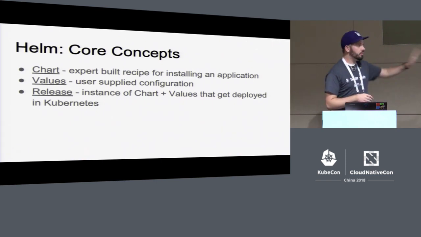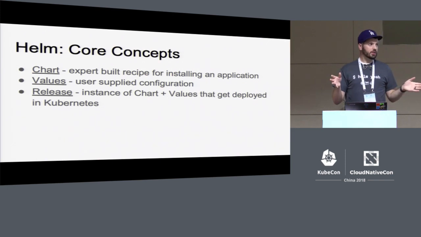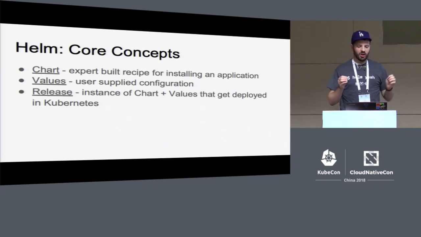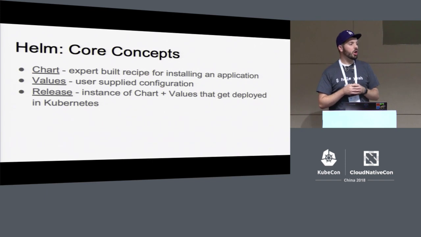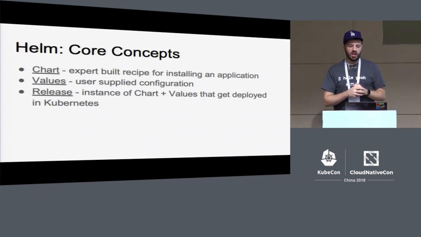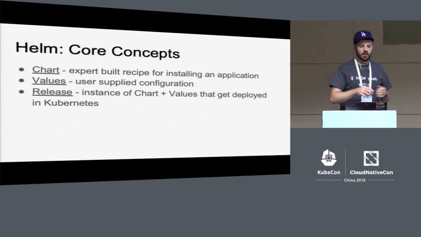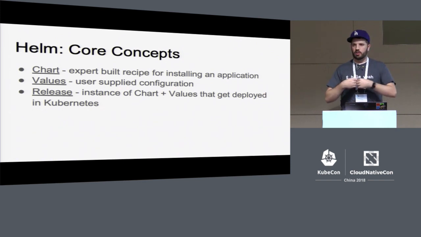So let's cover just some core concepts here. First things first, you have a chart. And a chart is, it says there, an expert-built recipe for installing an application. So this is like the package itself. You're going to be using a chart as kind of the baseline for what's installed. Values are what you as a user specify as configuration for this application. And a release is a combination of chart and values that get deployed into Kubernetes.